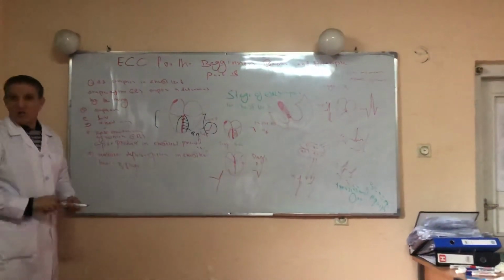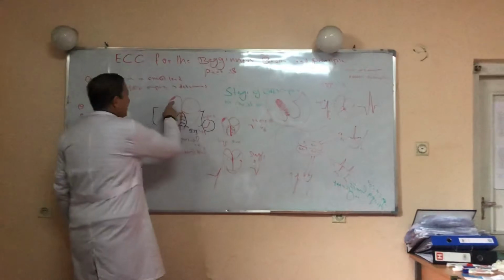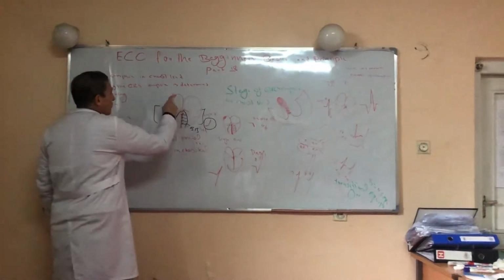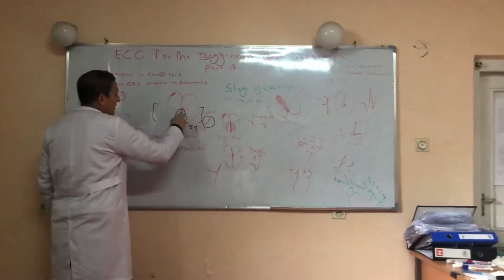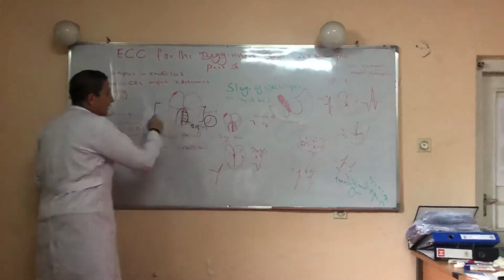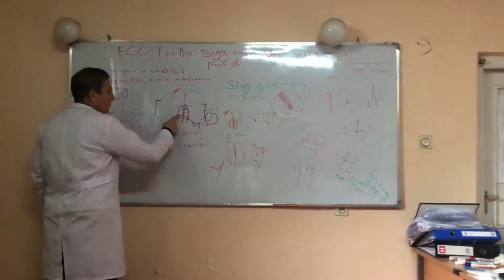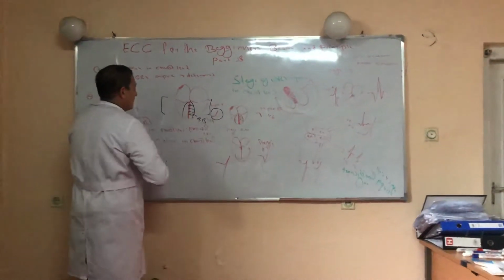Three stages, we should complete the three stages. When the electrical impulse is generated from the SA node, it comes to the AV node, from the AV node to the bundle of His, and finally goes to the left bundle branch and right bundle branch. The left bundle branch depolarizes the septum from down to up and from left to right.